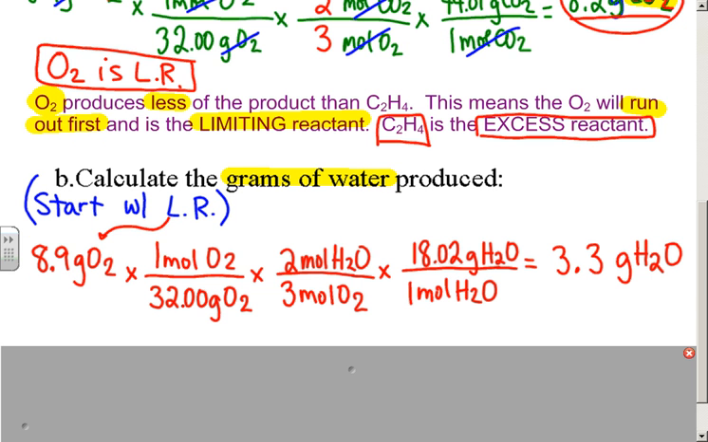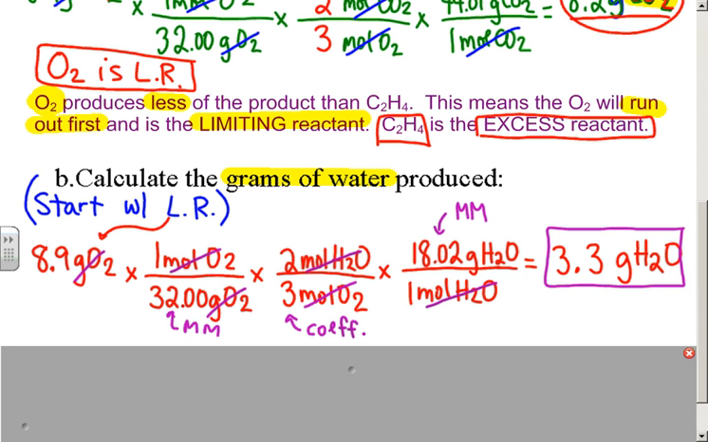All right, did you get an answer of 3.3 grams of water? If so, congratulations, you are right. Notice here I changed my grams of oxygen into moles of oxygen by using the molar mass. Then I changed my moles of oxygen into moles of water by using a mole ratio made from the coefficients of the balanced equation. Then I changed my moles of water into grams of water by using the molar mass of my water, H2O, and I got an answer of 3.3 grams of H2O.